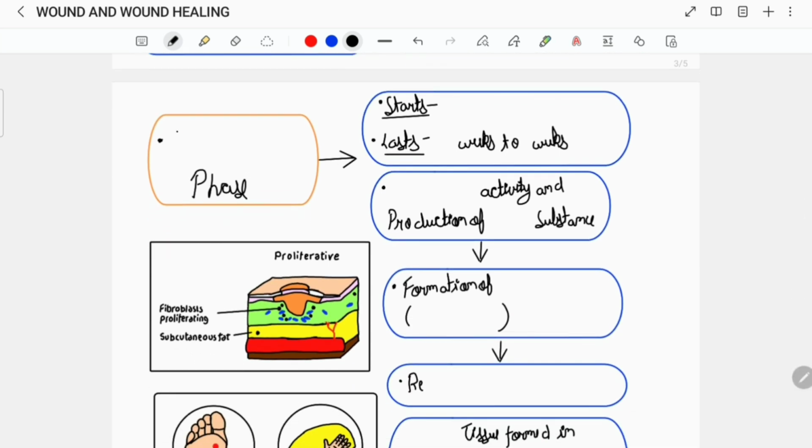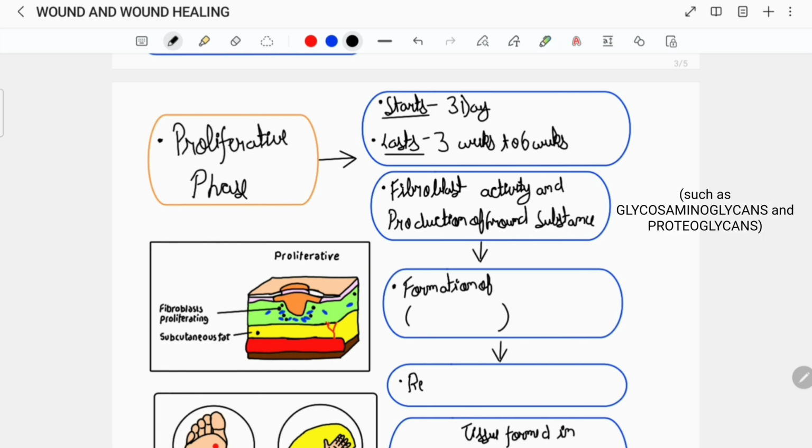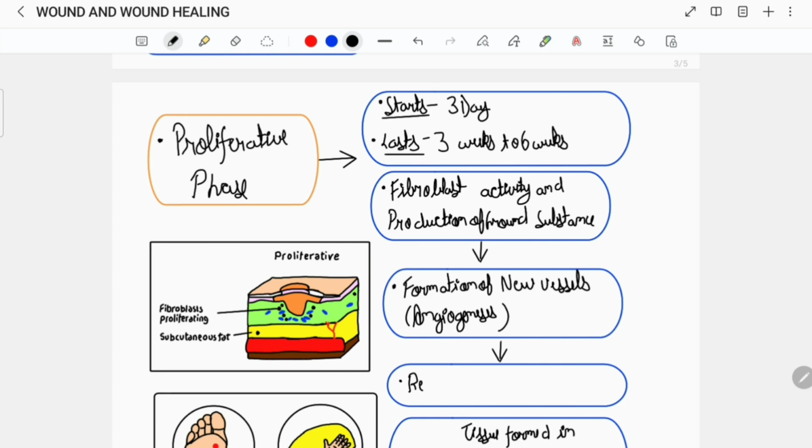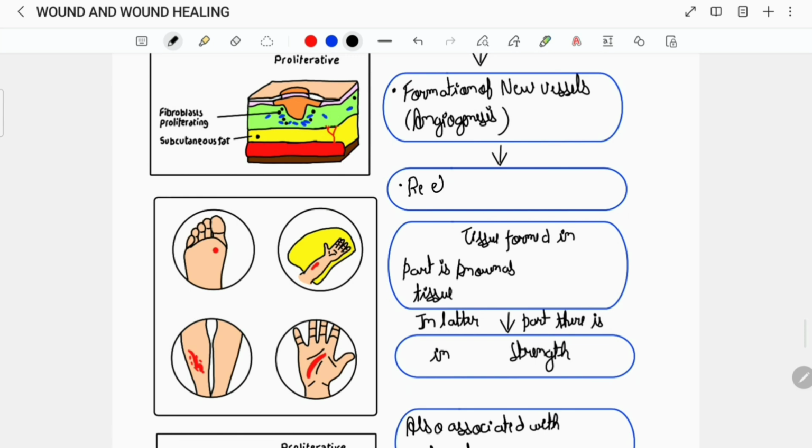The third phase is the proliferative phase, which starts on the third day and lasts for around 3 to 6 weeks. It is characterized by fibroblast activity and production of ground substance such as glycosaminoglycan and proteoglycans. It is also characterized by formation of new vessels known as angiogenesis and is also characterized by re-epithelialization.